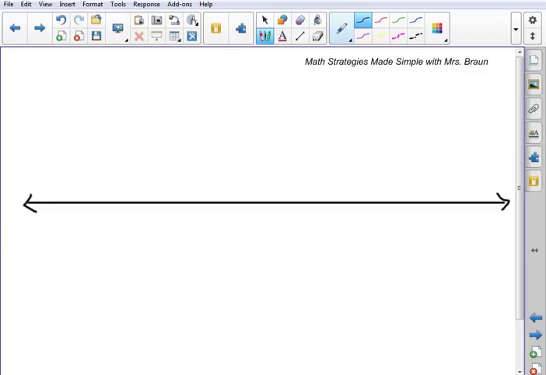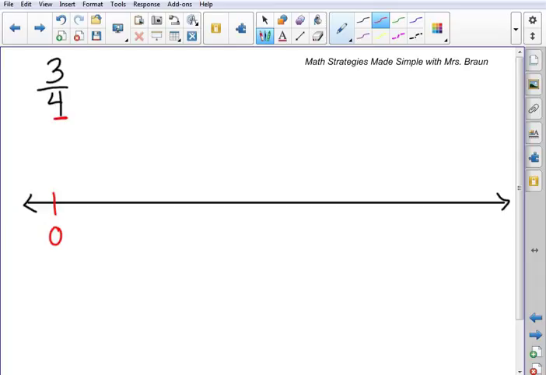So let's take a look at the fraction 3/4. When I look at the fraction 3/4, I see the numerator is 3 and the denominator is 4. That denominator right here tells me how many equal pieces there needs to be for each whole. And so I'm going to start by putting my 0 here.